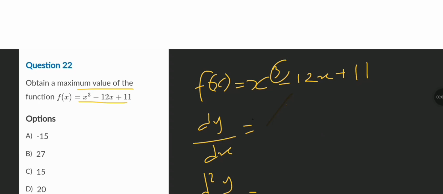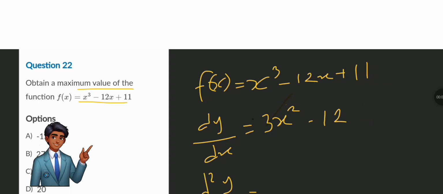So this 3 here, we multiply by the imaginary 1 here. If you do that, you're going to get 3x, then reduce the power by 1. So 3 minus 1 will give you 2. Then minus, if you differentiate 12x, you're going to get 12 itself. Then this is a constant. If you differentiate a constant, you're going to get 0, so there's no need to write anything here. Just ignore that part. Okay?